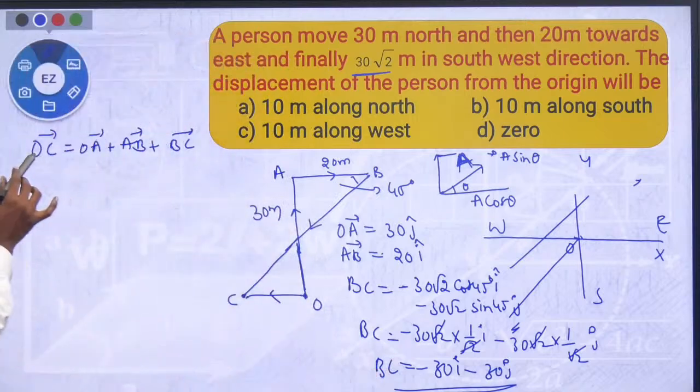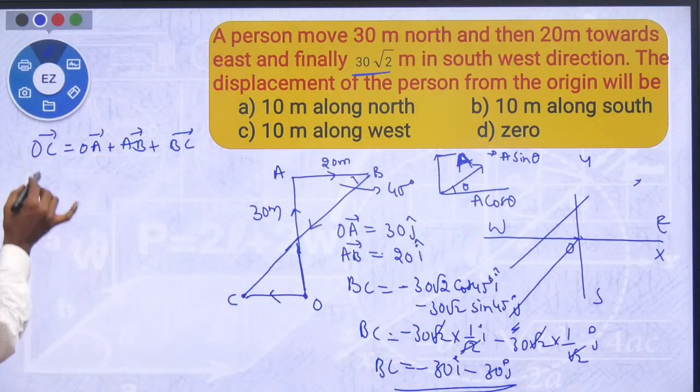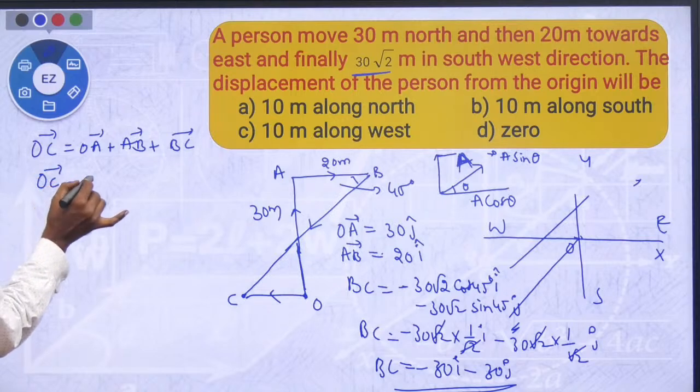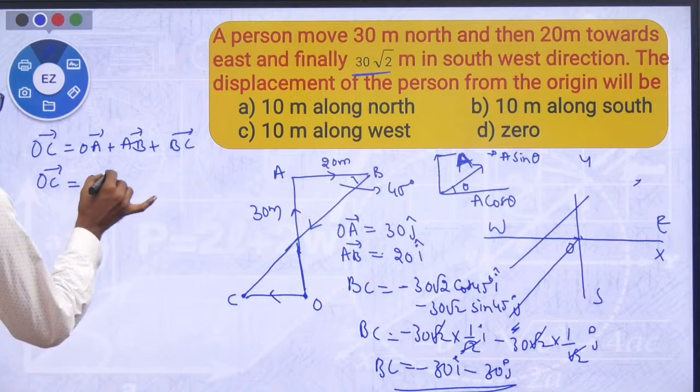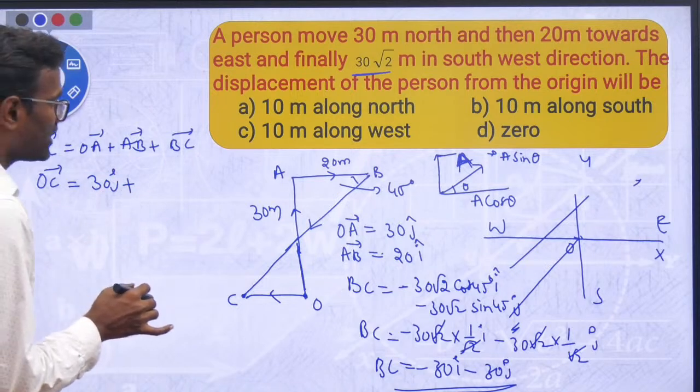Therefore finally, OC bar is equal to OA plus AB plus BC. What is OA? 30 j cap. Plus AB. What is AB?